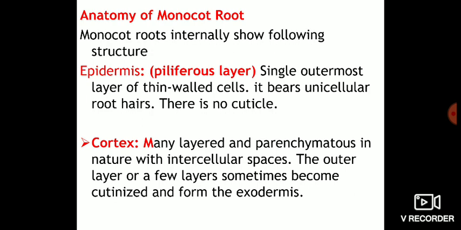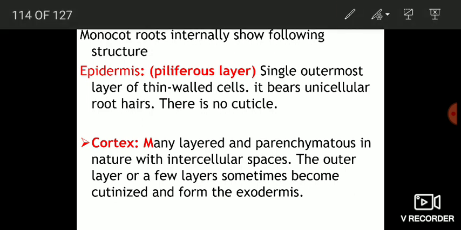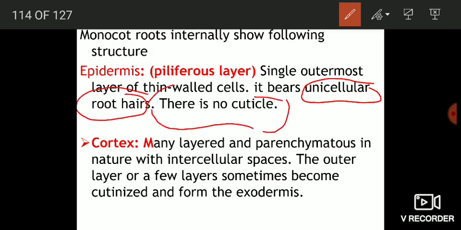The first region is epidermis or piliferous layer or epiblema. It is composed of single outermost layer of thin-walled cells, and these cells at some places bear unicellular root hairs. The epidermal cells do not possess cuticle on their outer surface. Okay, cuticle absent होता है roots में.